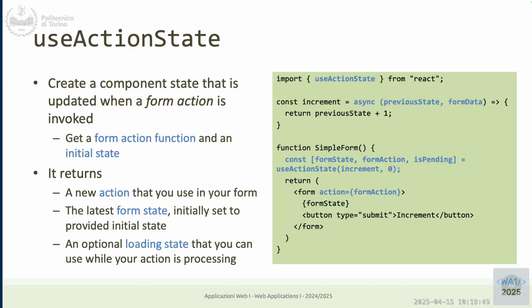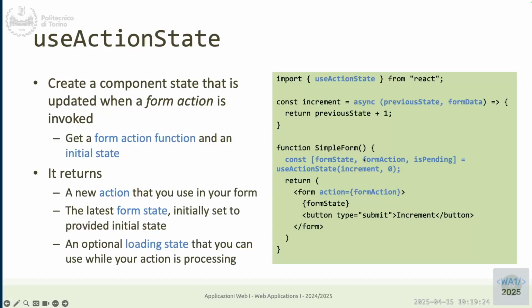Okay? So I implement a function that does what I need to do with my data, and I call useActionState by providing it the reference to this function. And what does useActionState give me in return? It gives me three variables. One is called form state, form action, and is pending. The second one, form action, is the action that should really be called by the form.